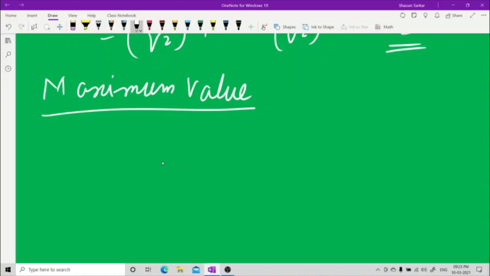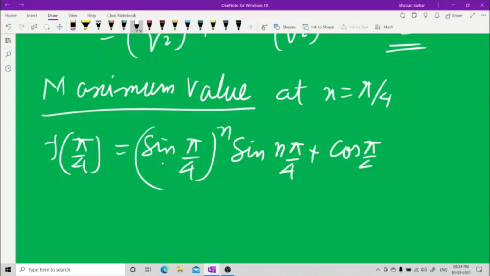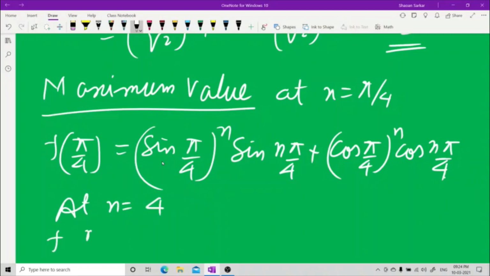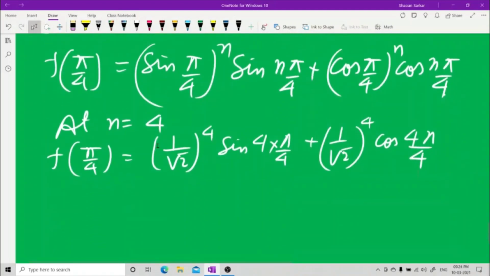See, at x equal to pi by 4, f pi by 4 is sine pi by 4 whole power n, sine n pi by 4 plus cos pi by 4 whole power n, cos n pi by 4. Now at n equal to 4, f pi by 4 is 1 by under root 2 to the power of 4 sine 4 into pi by 4 plus 1 by under root 2 to the power of 4 cos 4 pi by 4. So this is cos pi. Now let us see, this 4 and 4 cancel, sine pi. Sine pi is 0.